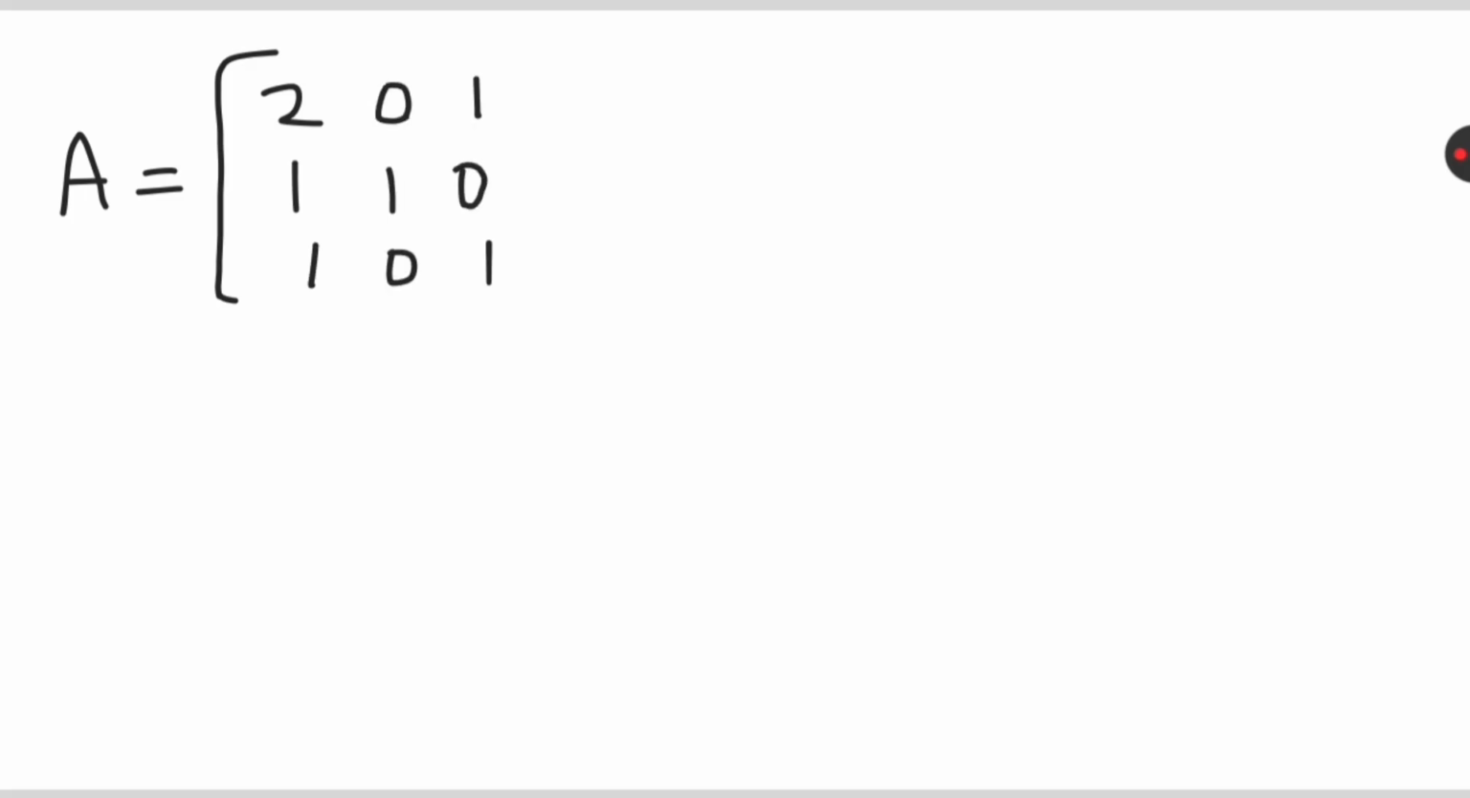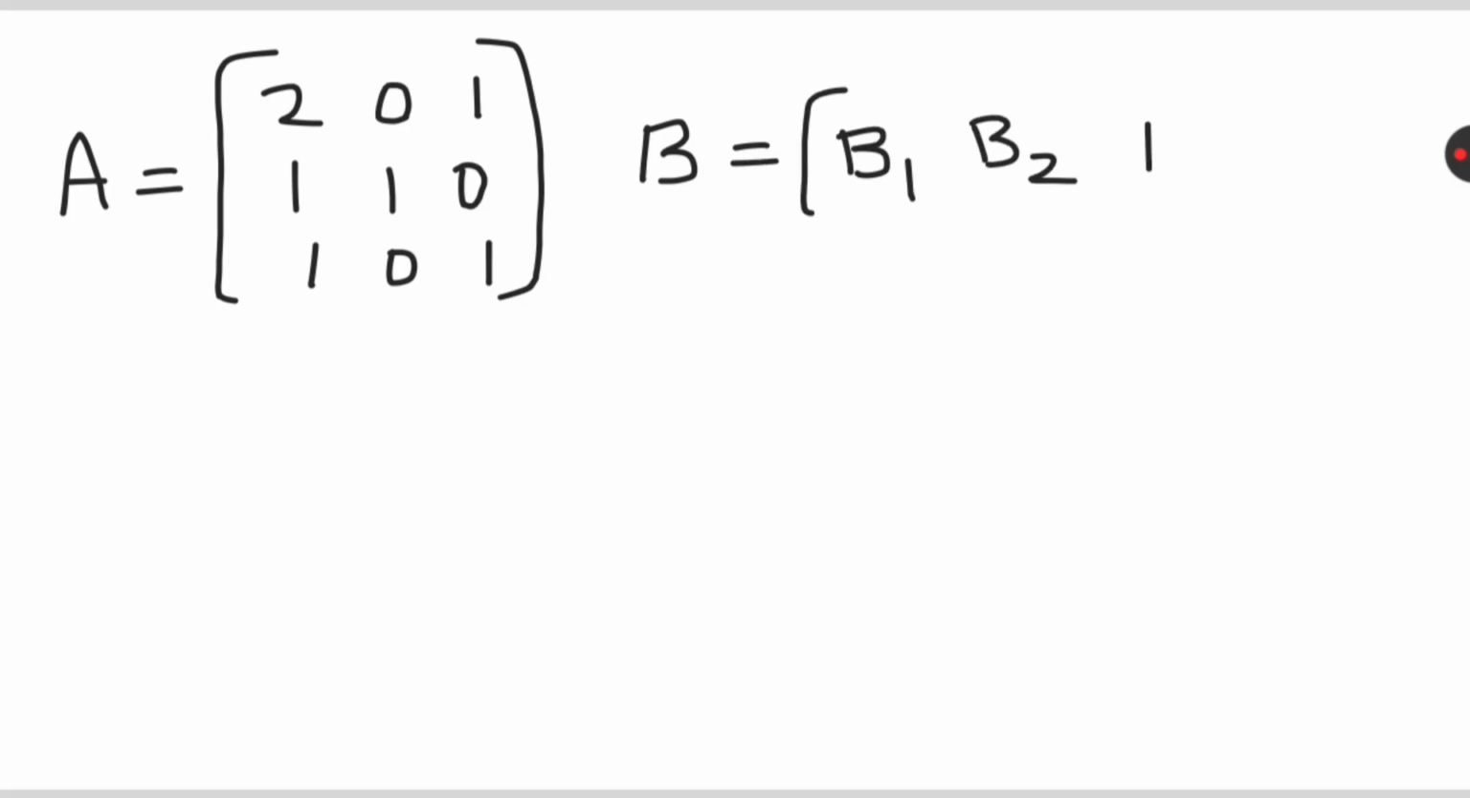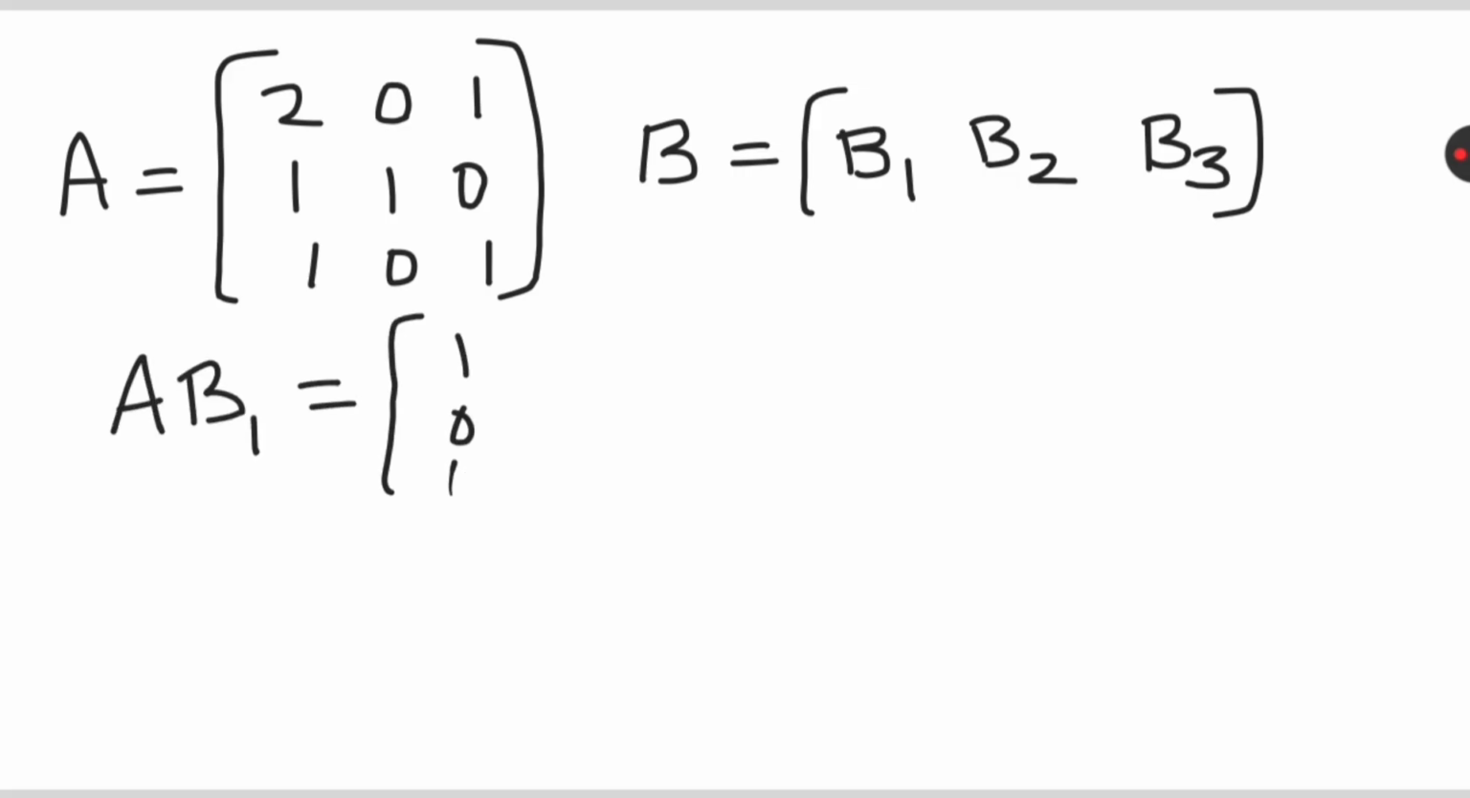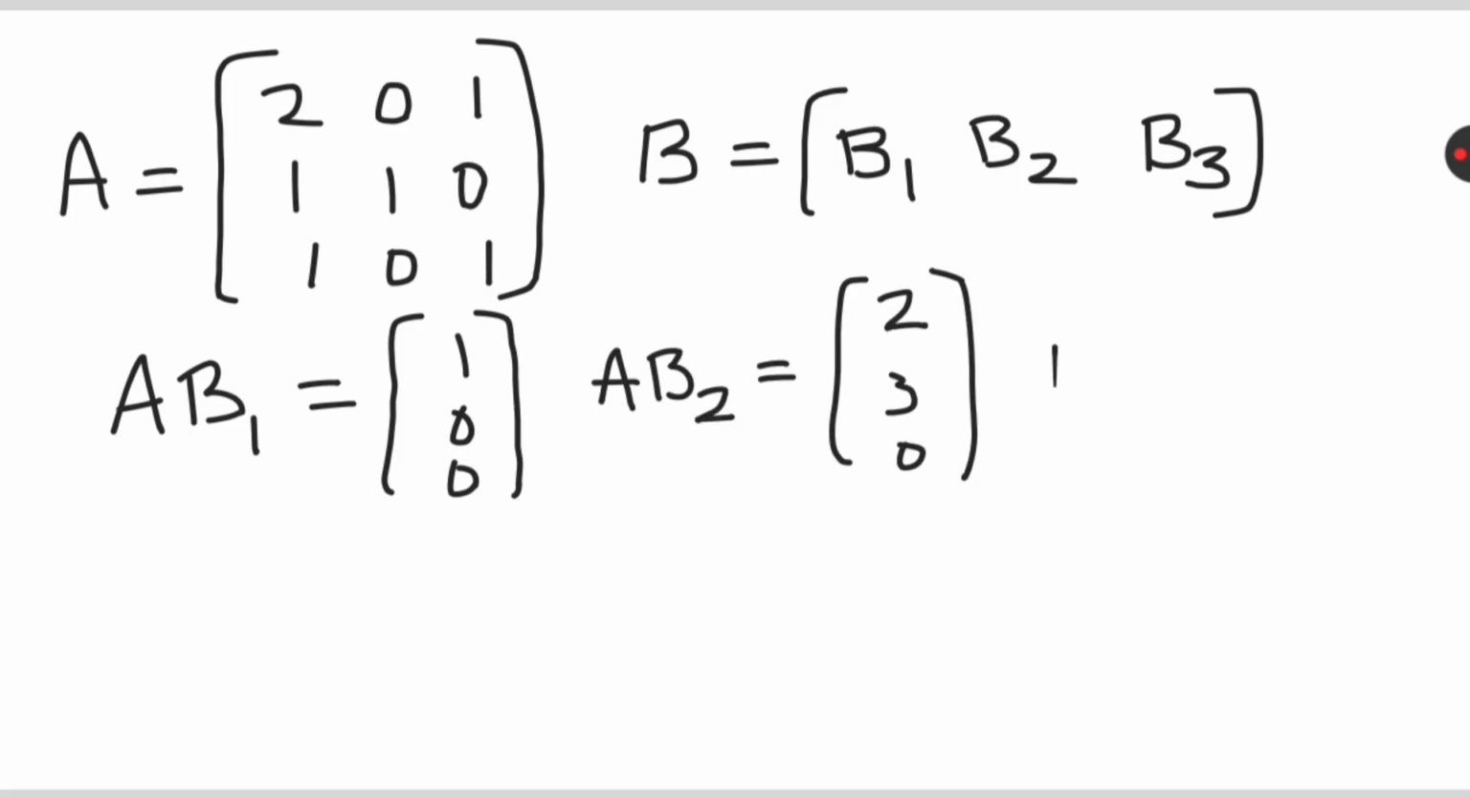Today's question is, let A equal a 3 by 3 matrix. The first row is 2 0 1, the second row is 1 1 0, and the third row is 1 0 1. The B matrix is [B1, B2, B3], where B1, B2, B3 are column matrices, and the product AB1 is 1 0 0 column-wise, then AB2 is 2 3 0, and the product of AB3 is 3 2 1.